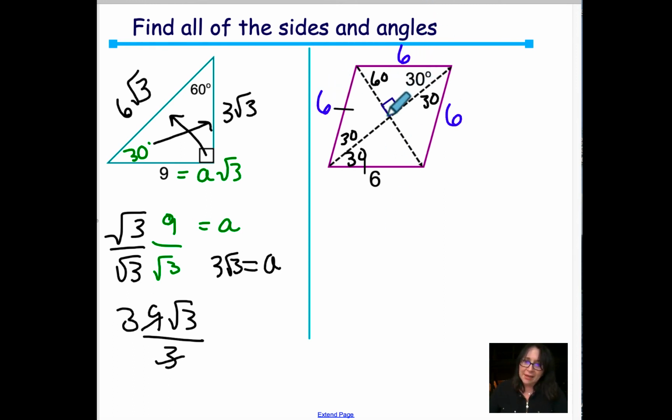So across from the 90 is what we call 2a, right? So 2a, so that means a is equal to 3. So across from the 30 is a, which is 3, and across from the 60 is a root 3, which is 3 root 3.